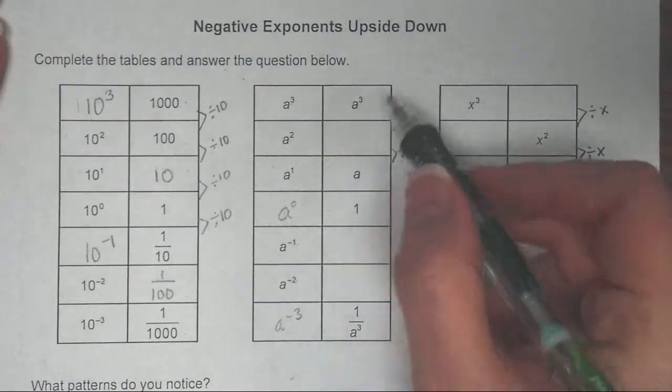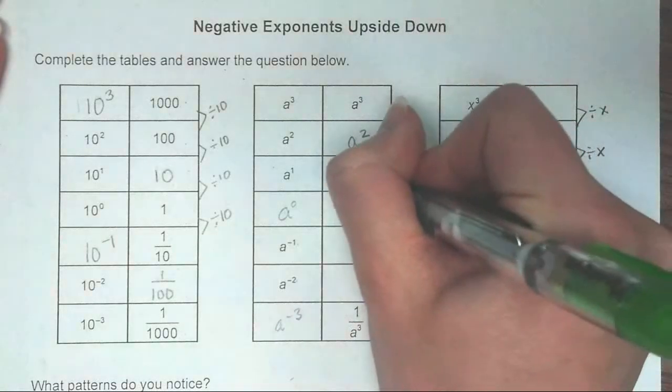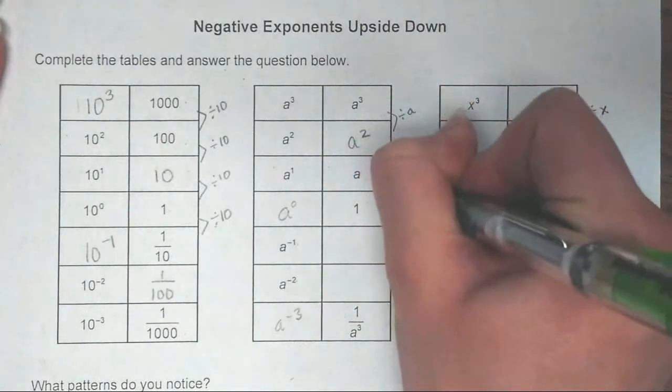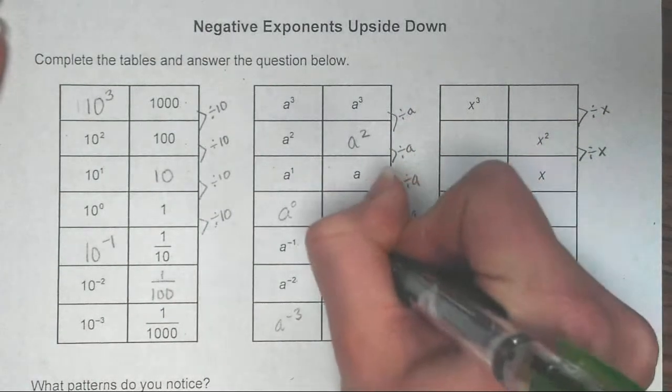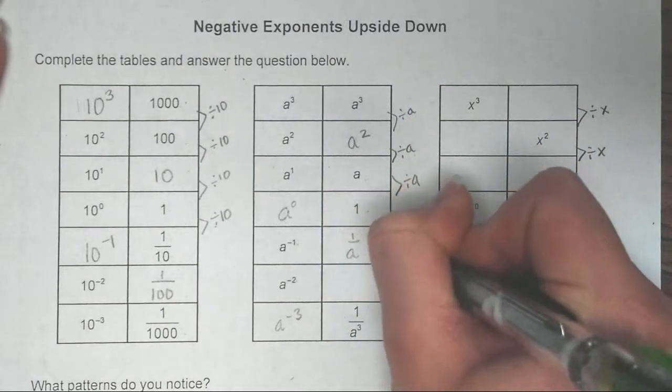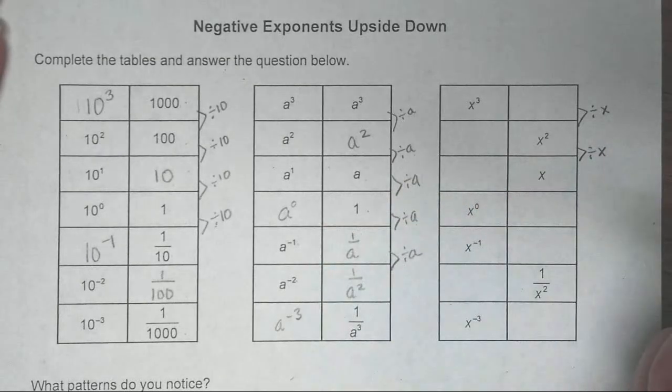And we'll follow the pattern here. A squared. A divided by A is 1. 1 divided by A is 1 over A. And then if we divide by A again, we get 1 over A squared.